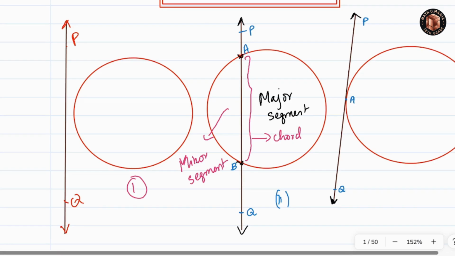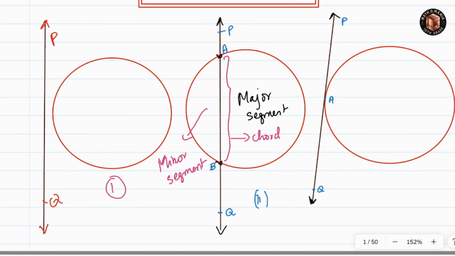Okay. Then if this chord passes through the center, then the chord is equal to the diameter. Chord means then that will be the diameter of the circle. In that case, what will it do? It will divide the circle into two equal halves.